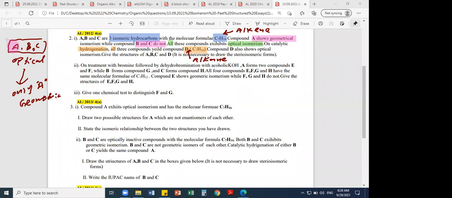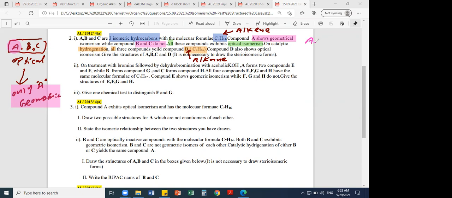A shows optical isomerism and geometric isomerism both. Okay. So geometric only A. So then all ABC produce the same compound, C7H16, after hydrogenation. Then compound D, after hydrogenation of all three, I'll draw this side.